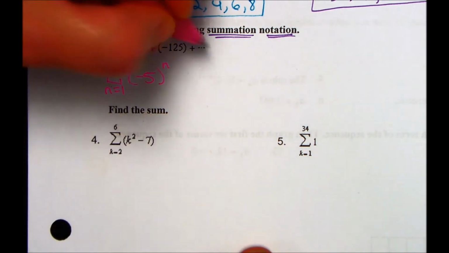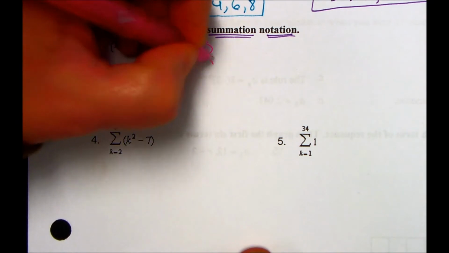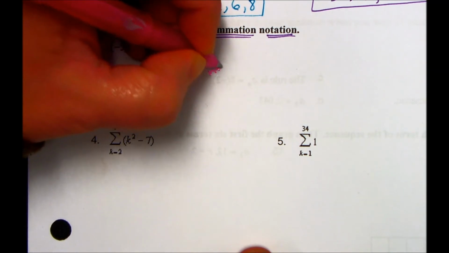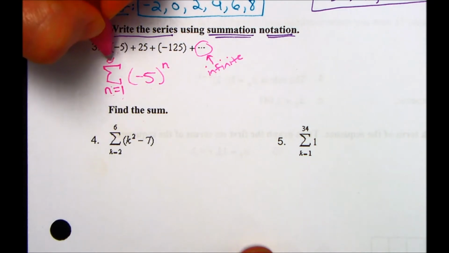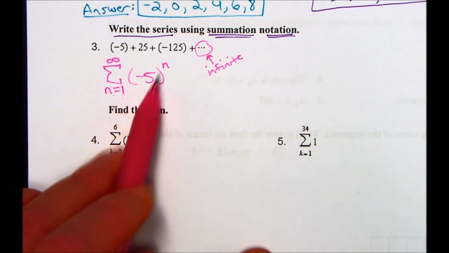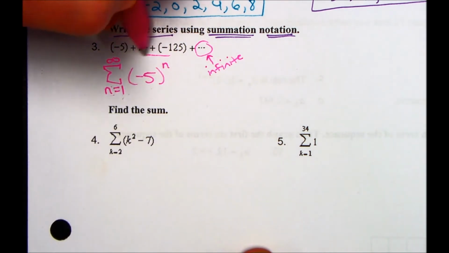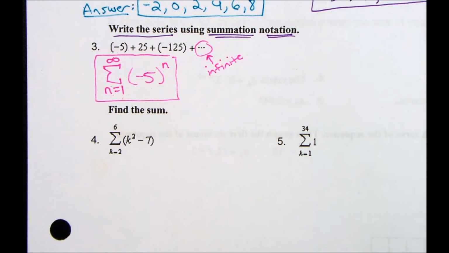But this ellipsis here means that this is never going to end. So this means we're going to have an infinite series. So we use the infinity sign at the top. So 1 to infinity, -5 to the n power. Now we've written our series in summation notation.